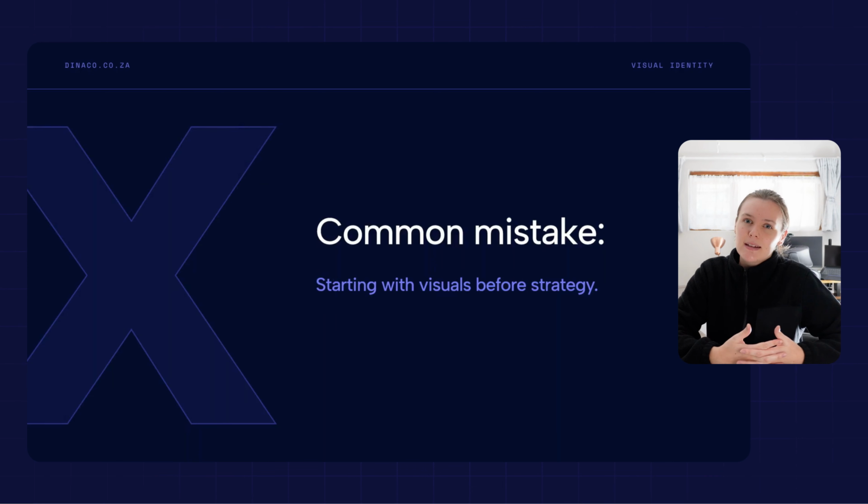A common mistake is starting with visuals before the strategy. For example, choosing colors or a logo just because it looks nice. If your visuals don't connect with your brand strategy, your brand can feel inconsistent and confusing or just plain flat.